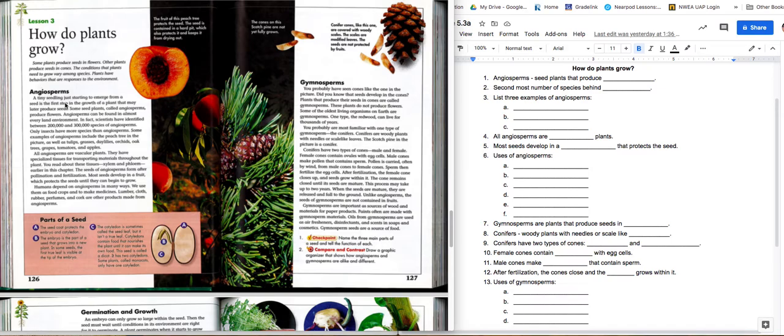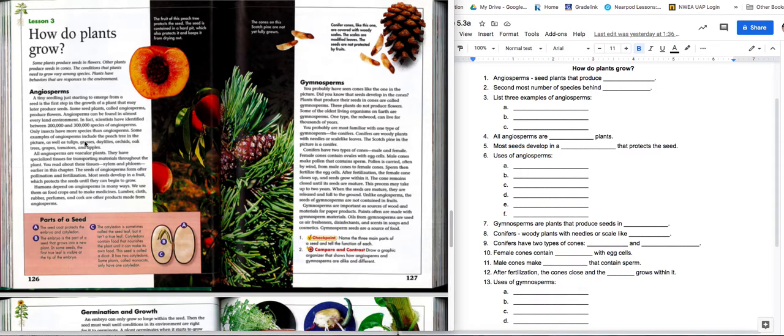A tiny seedling just starting to emerge from a seed is the first step in the growth of a plant that may later produce seeds. Some seed plants, called angiosperms, produce flowers. Number 1 in your notes. Angiosperms can be found in almost every land environment. In fact, scientists have identified somewhere between 200 and 300,000 species of angiosperms. Only insects have more species than angiosperms. Insects.